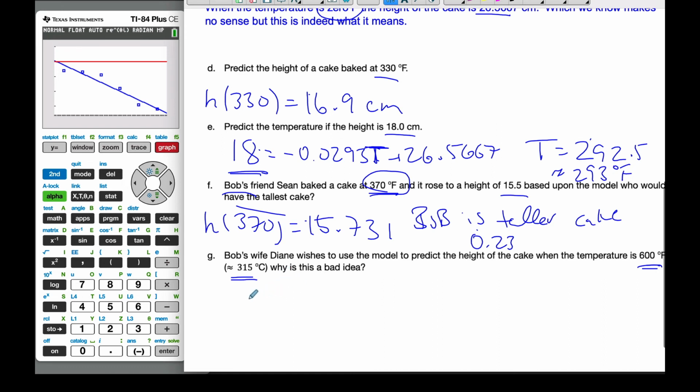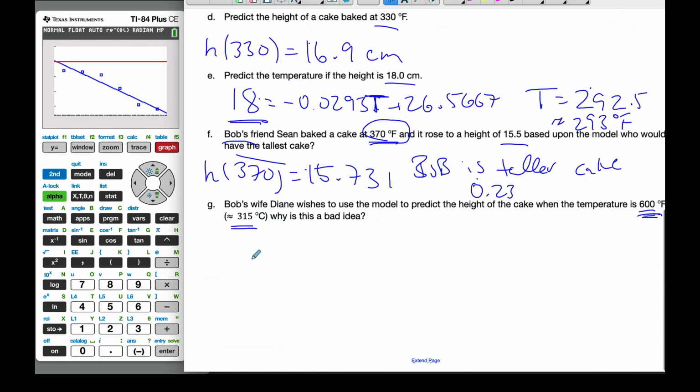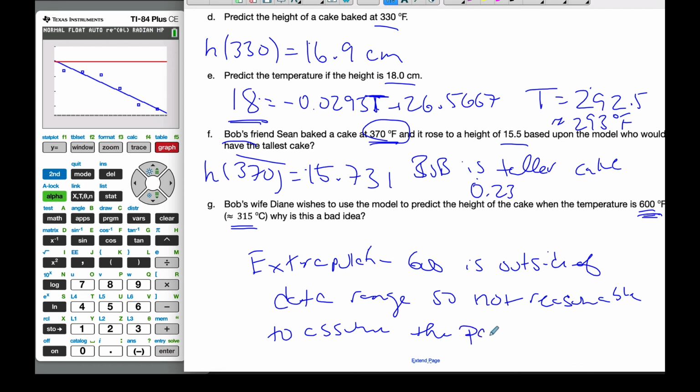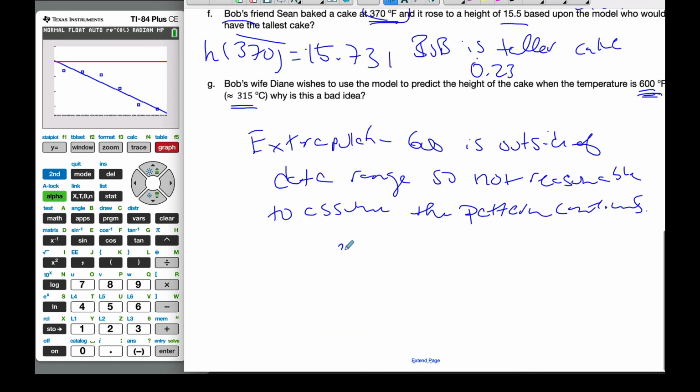So it's a bad idea because 600 is outside of our range. The fancy word for this is extrapolation. 600 is outside of our data range, so it's not reasonable to assume the pattern continues at these temperatures, at this high temp.